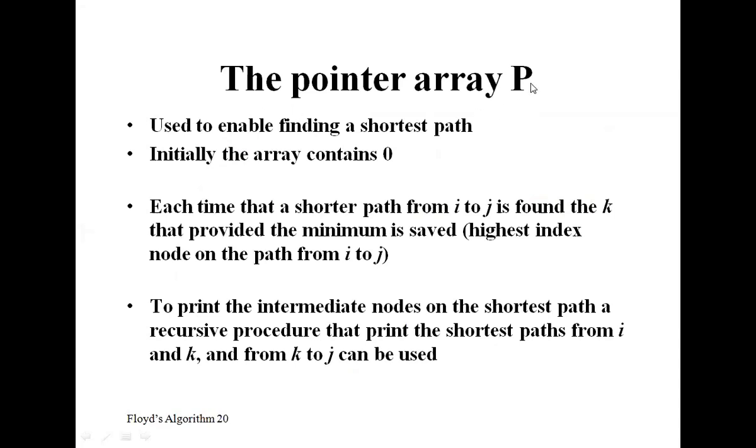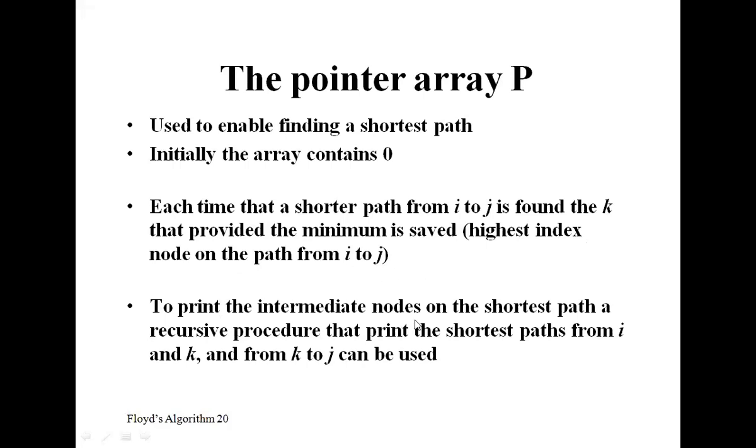So the pointer array P is used to enable finding a shortest path. Initially the array contains 0. Each time that a shorter path from i to j is found, the k that provided the minimum is saved. That is the highest index node on the path from i to j.